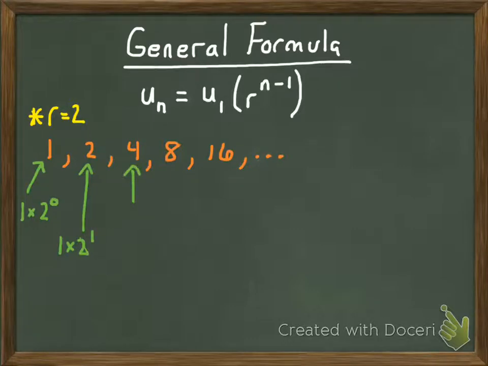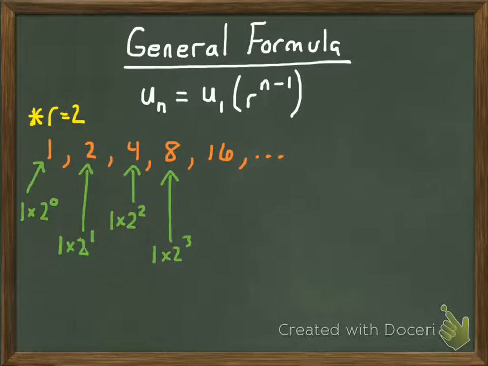To get the third term, I'm multiplying 1 times 2 a couple times, so I'm multiplying 1 by 2 squared. Then 1 times 2 cubed. So every time I'm multiplying the first term by the common ratio. It just depends on how many times I multiply by the common ratio.